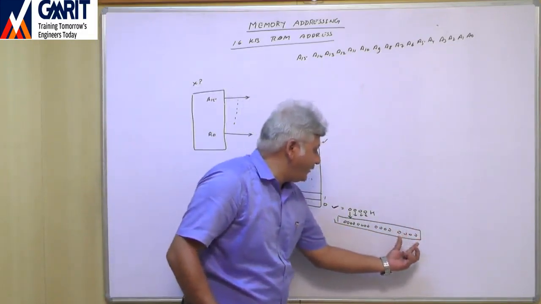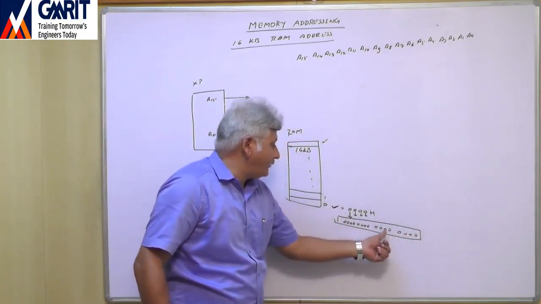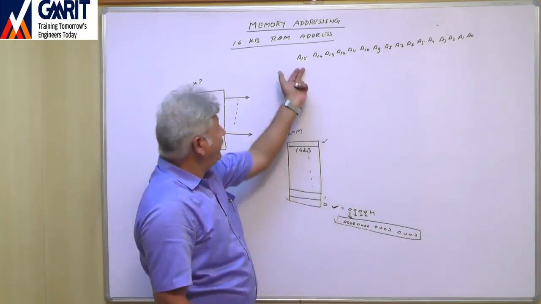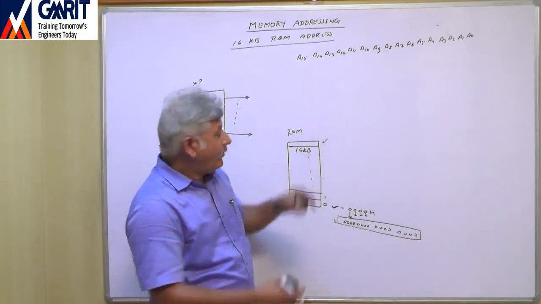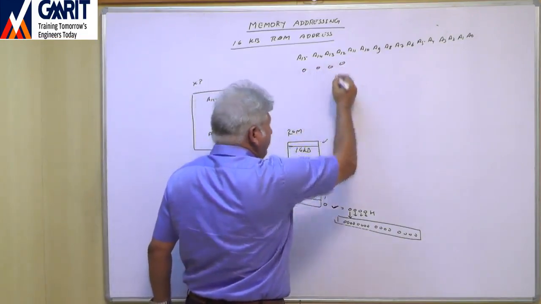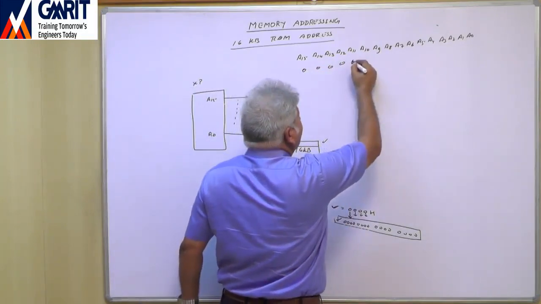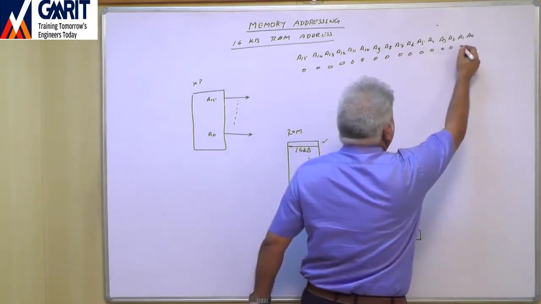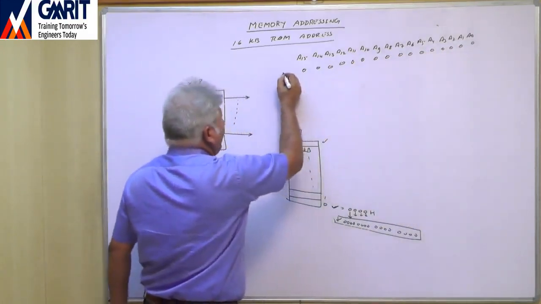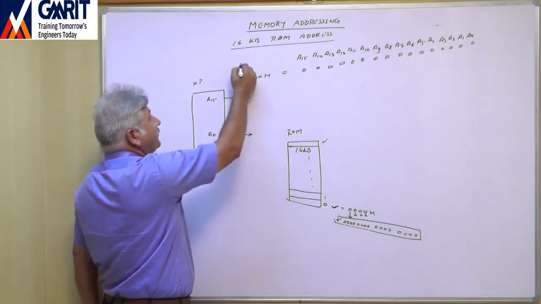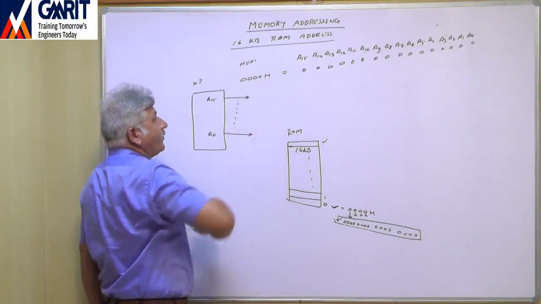So how many binary digits are there? 1, 2, 3, 4, 5, 6, 7, 8, 9, 10, 11, 12, 13, 14, 15, 16. Here we have 16 address lines, so we write this address as sixteen zeros. This is my starting address. So the starting address in hexadecimal is 0000H. This is a hex address.